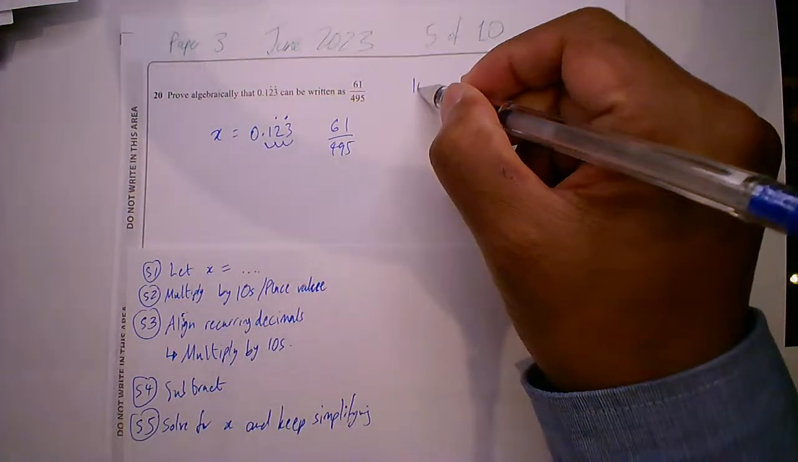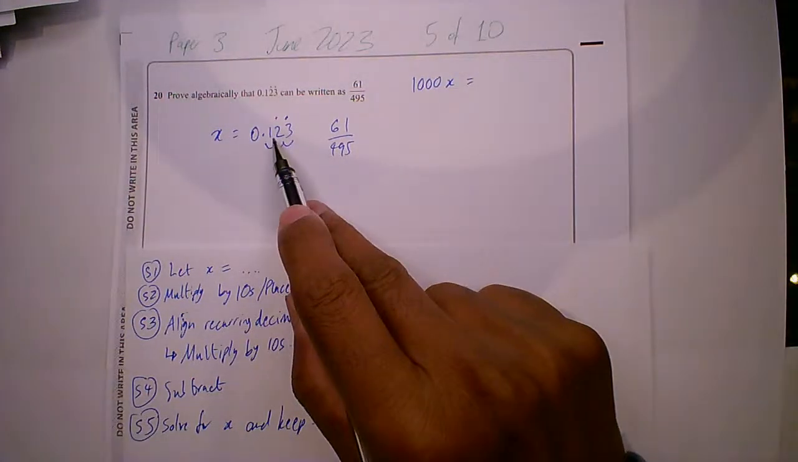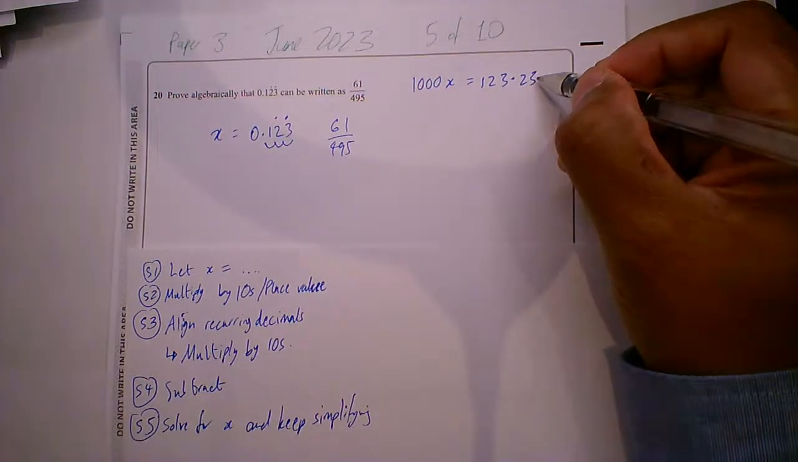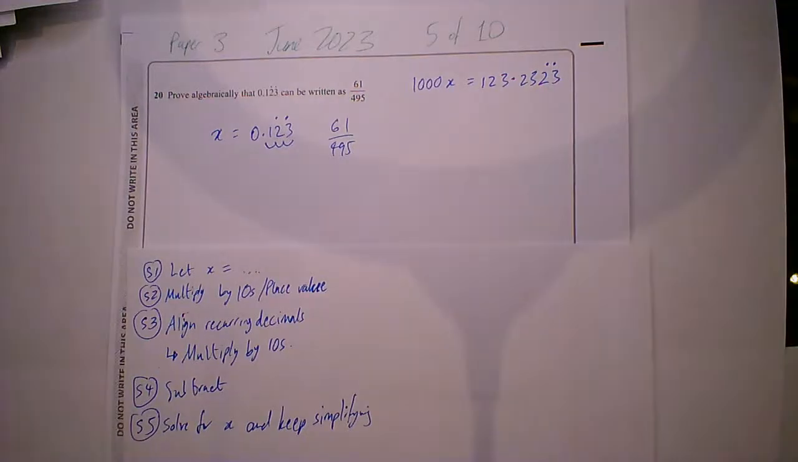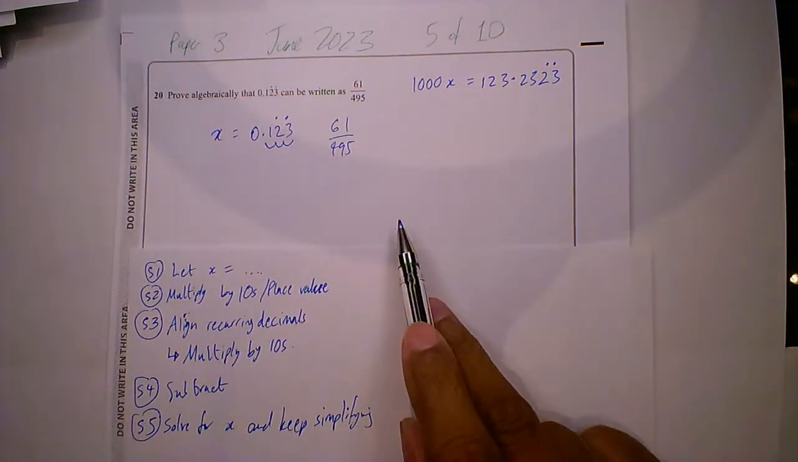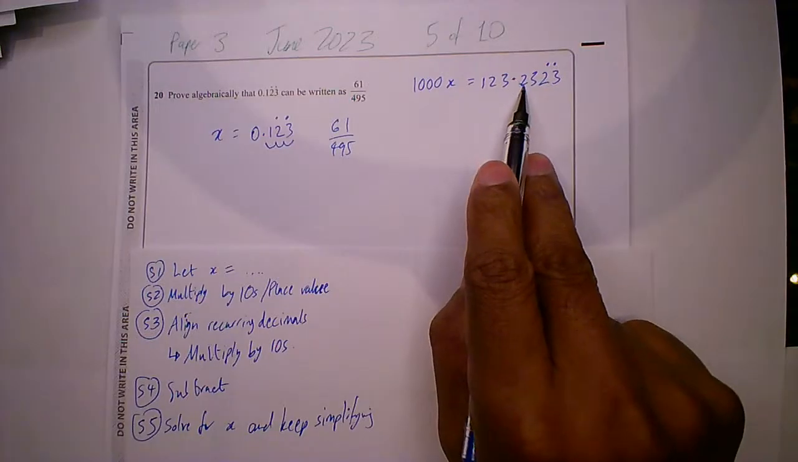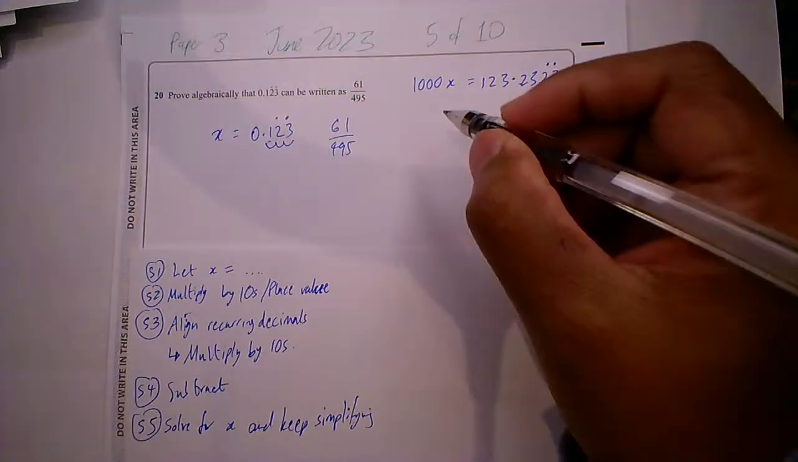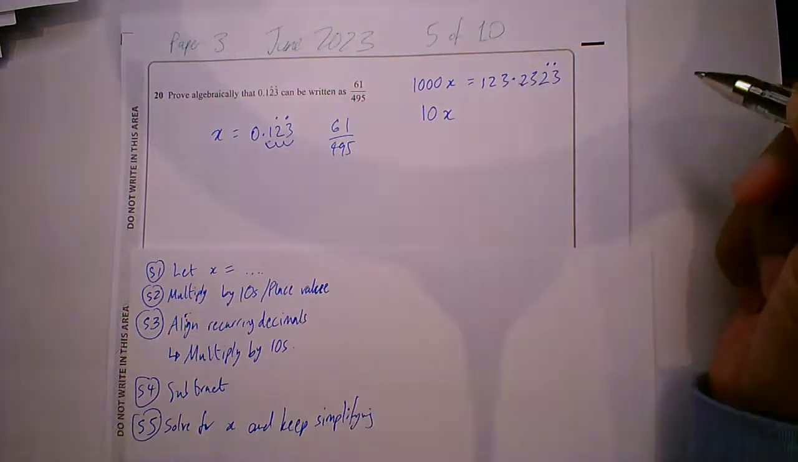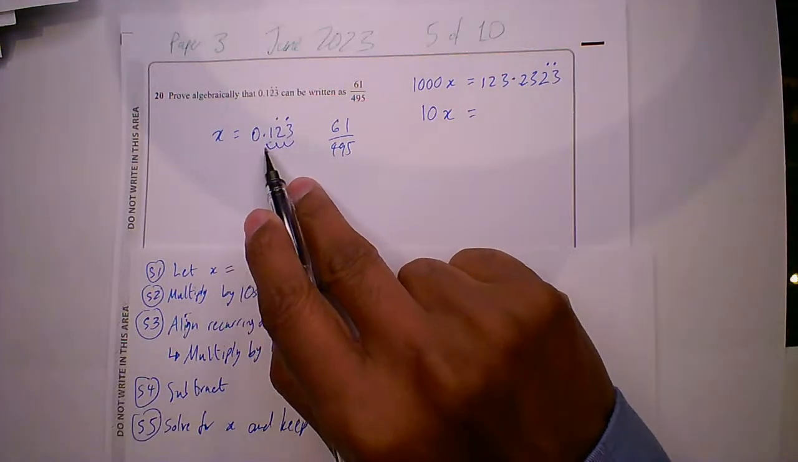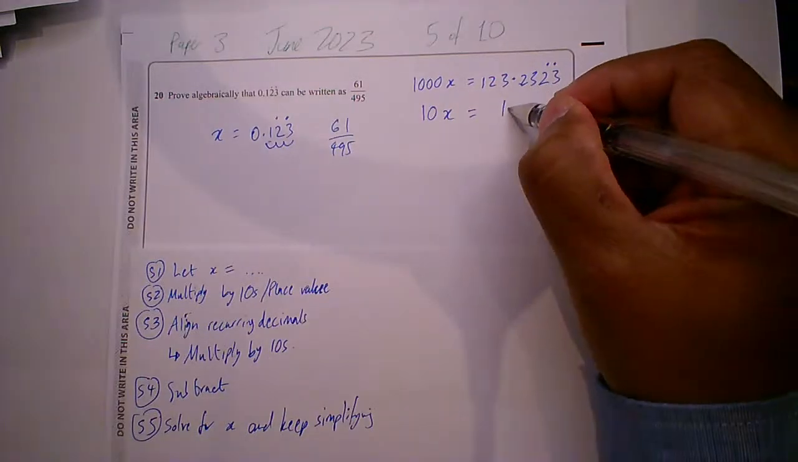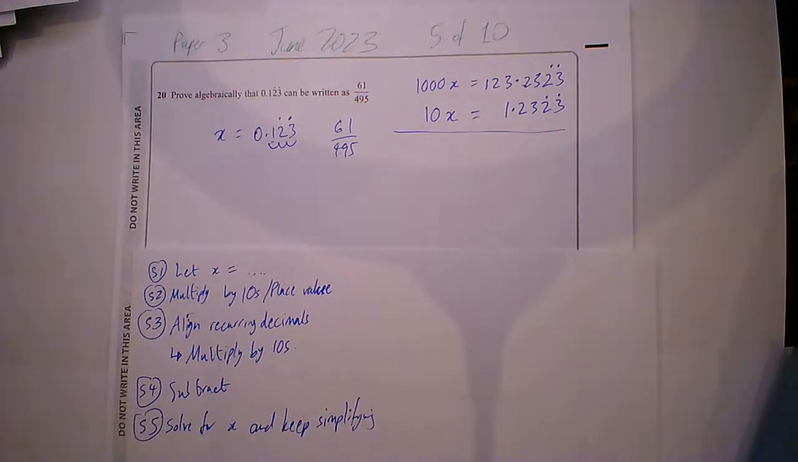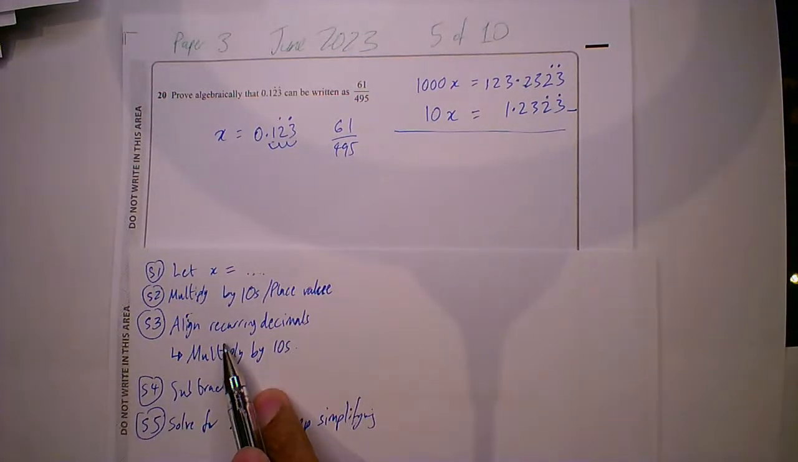So again, 1000x equals 123.2323. So it's going to be recurring 23. All right. Now, I need to align them. So after the decimal point, I want the 2. So how much shuffling do I need? I need this to shuffle across one step. So times by 10, that gives me 1.23. So you can see the decimal points are recurring. The alignment is correct. I subtract them, my step 4.